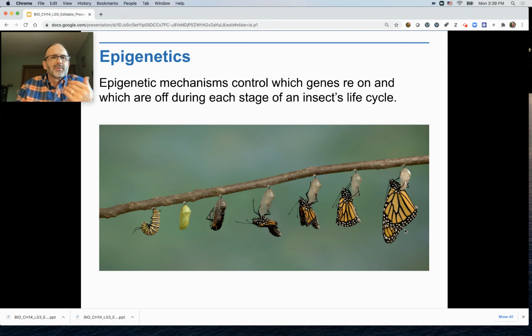Epigenetics, epi being outer, mechanisms control which genes are on and off during each stage of these insects' life cycles. So think about that, these insects go through all those different life cycles. They have the same DNA, and something is controlling which genes are turning on and which genes are turning off, and typically the environment that they're in, because we don't have butterflies in the wintertime, right?